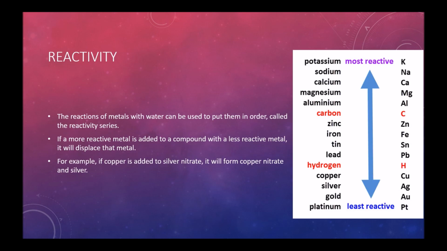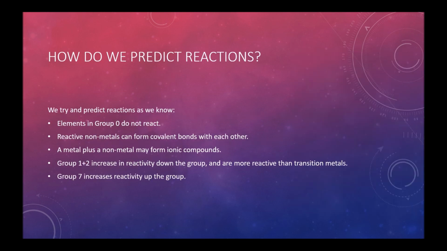The reactivity of metals with water can be used to put them in an order, and that order is called the reactivity series. If you add a more reactive metal to a compound with a less reactive metal in it, it will displace that metal, in the same way a more reactive halogen will displace a less reactive halogen. For example, copper will displace silver if copper is added to silver nitrate.